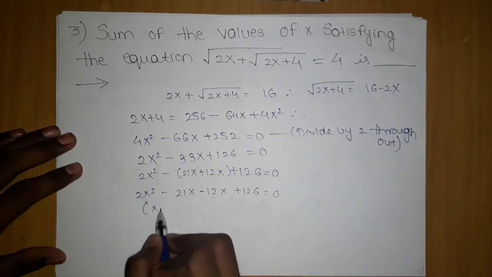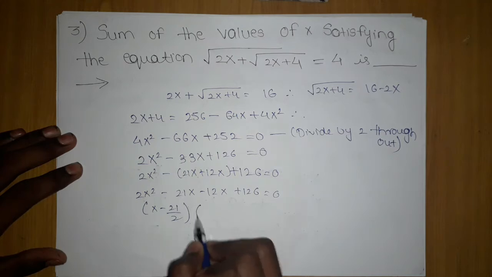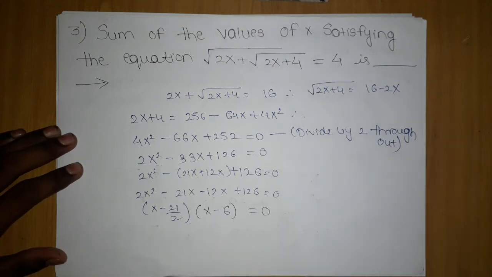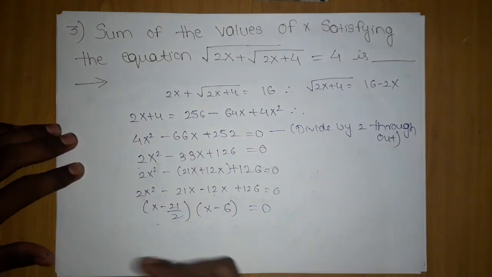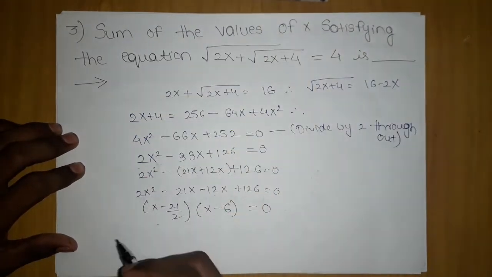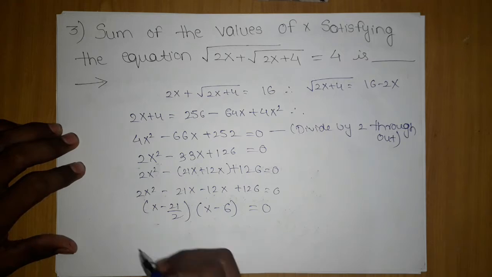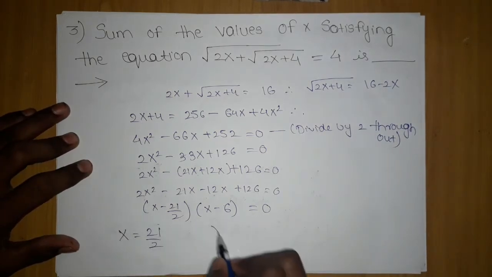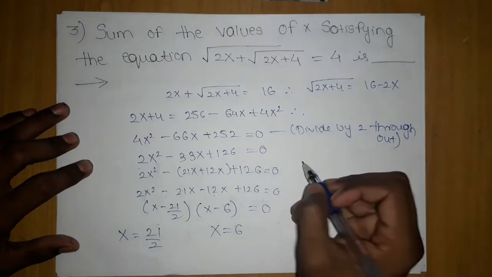So what roots are we getting? x minus 21 by 2 and x minus 6 equal to 0. So these are the roots which we are getting. Now let's verify the values. What values do we have? x equals 21 by 2, we have to verify this, and x equals 6. Okay, let me take the next page and verify this.